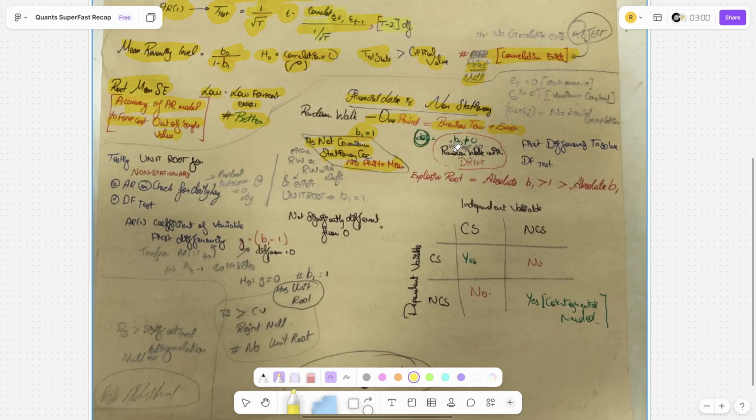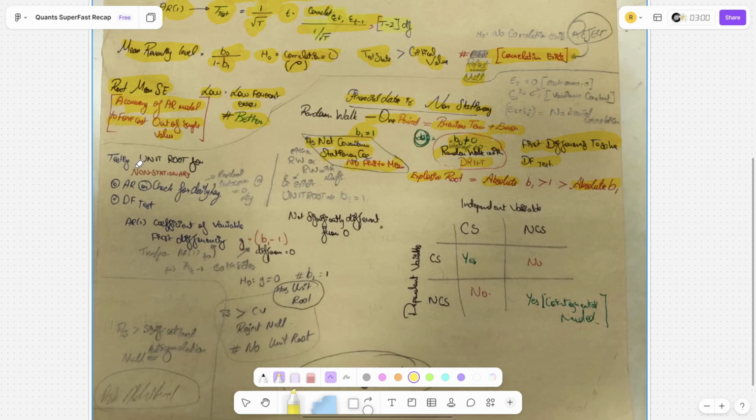And the same thing with a drift. It means that B0, the intercept, is not equal to 0. And if that happens, then it is a random walk with drift. To rectify a random walk with drift, we use first differencing, and the DW test. There is also another concept called explosive root, meaning that the absolute value of B1 is greater than 1.